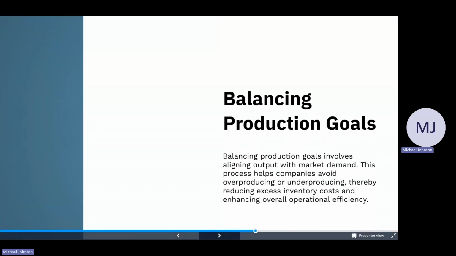Balancing production goals. Balancing production goals involves aligning output with market demand. This process helps companies avoid overproducing or underproducing, thereby reducing excess inventory costs and enhancing overall operational efficiency.